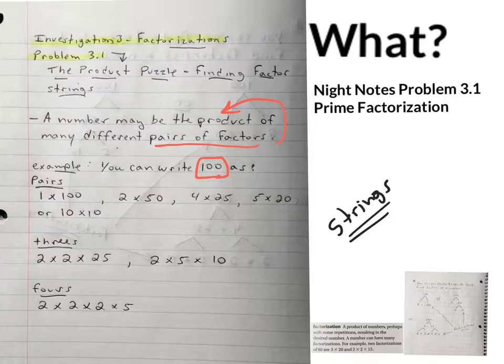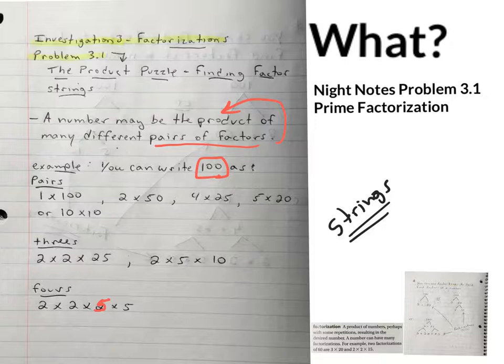So still dealing with the number 100, here's another way we can get 100. We can say 2 times 2 is 4, 4 times 25 is 100. That's a string with 3 factors. We can have a string with 3 factors that gets us 100, but in a different way. Here's another way: 2 times 5 is 10, times 10 is 100. Sometimes we can get really long strings. We could say 2 times 2 is 4, 4 times 5 is 20, 20 times 5 is 100. So all of these are examples of factor pairs and then strings of factors.